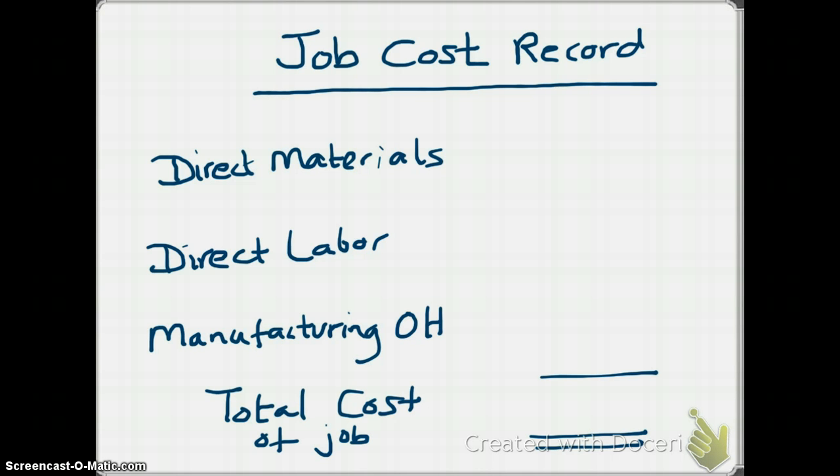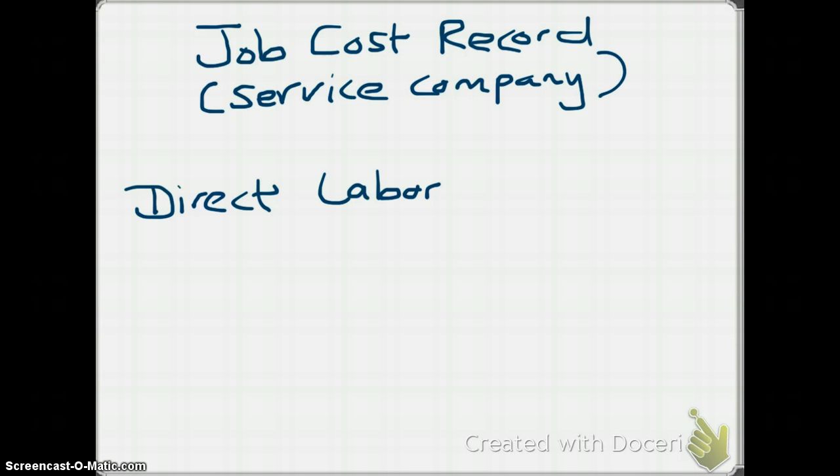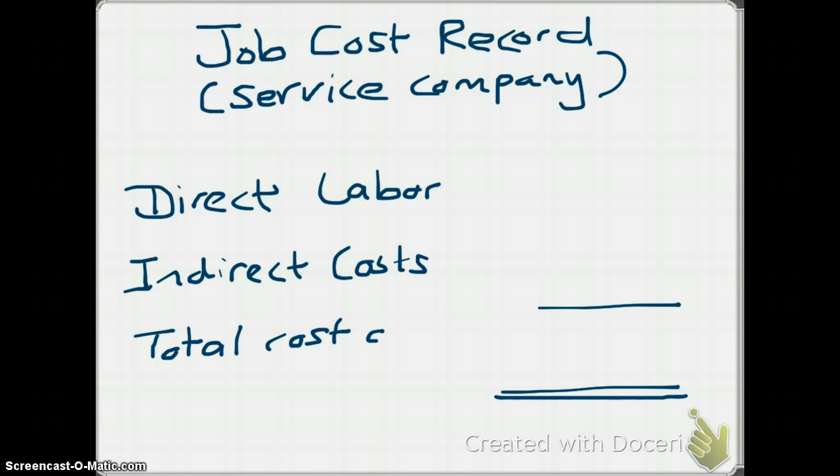Now, if instead of a product you're looking at a service, you still accumulate all the costs using a job cost record. Again, for a service company, you will have 2 things this time. You will have direct labor, and you will have indirect costs that are also allocated to the job. The total cost of your job is the sum of your direct labor and the indirect costs allocated. The direct labor can be traced to your job. Indirect costs have to be allocated based on some criteria.